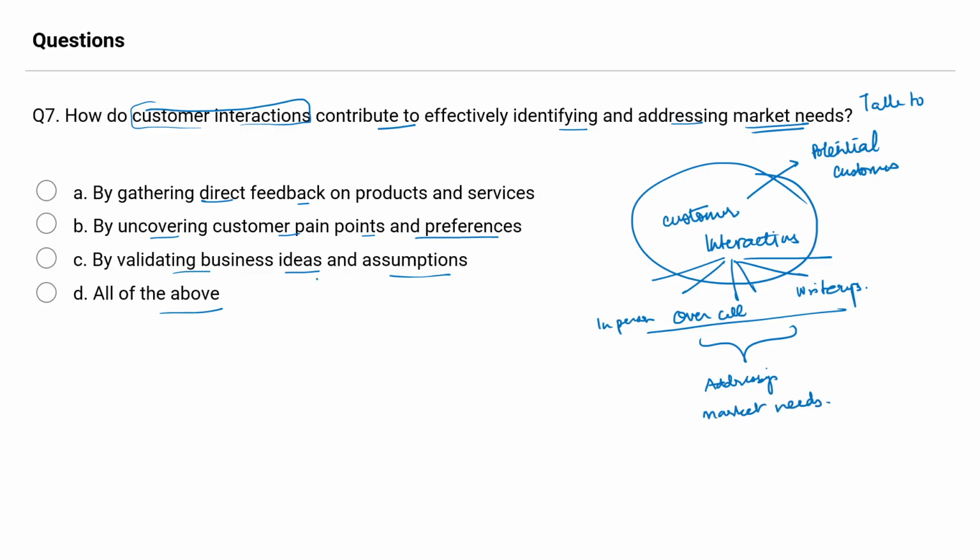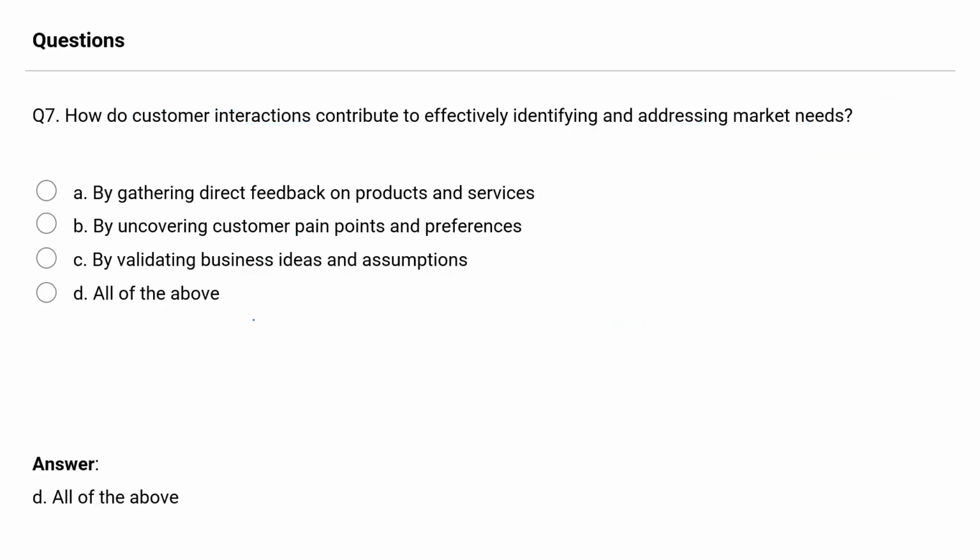Options are there by gathering direct feedback on products and services, by uncovering customer pain points and preferences, by validating business ideas and assumptions, and all of the above. I think it is very critical. I mean, all these are important. So probably all of the above is the correct answer.